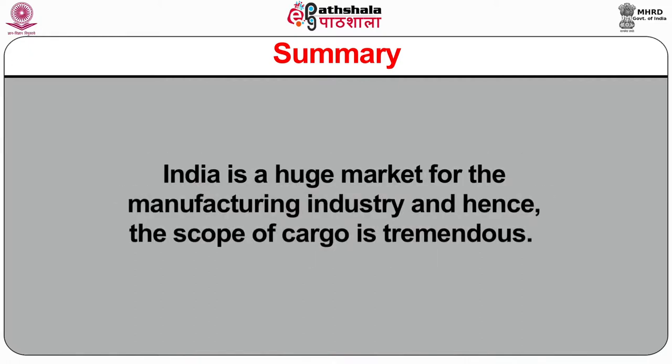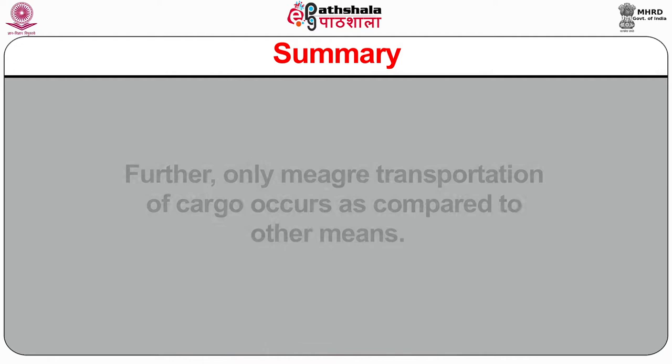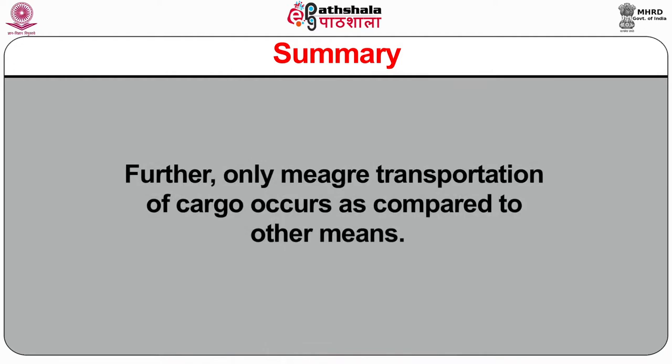India is a huge market for the manufacturing industry, and hence the scope of cargo is tremendous. Further, only meager transportation of cargo occurs as compared to other means such as maritime. AAI is also presently managing international air cargo terminals at Kolkata, Chennai, Amritsar, Lucknow, Guwahati, Coimbatore, Trichy and Mangalore airports, and domestic cargo terminals at Coimbatore, Port Blair, Lucknow and Jaipur airports, apart from JVC managed air cargo complexes at Mumbai, Delhi, Bengaluru, Cochin, Hyderabad and Nagpur airports.